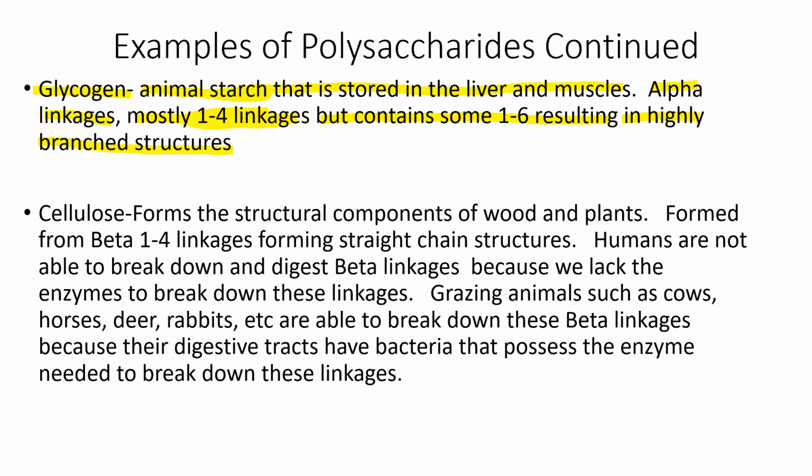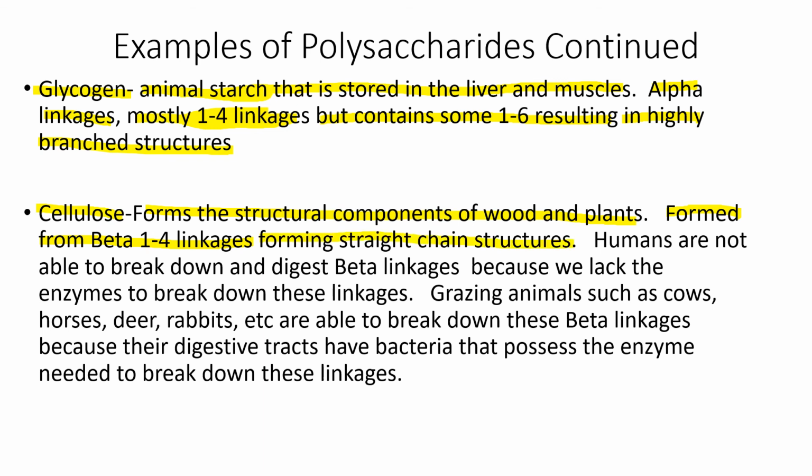There's one last type of polysaccharide we want to talk about, and that one's cellulose. You're familiar with cellulose because cellulose ends up forming the structural component of woods and plants. Think about bark, think about stems, think about those structural components. Cellulose is very different from the other polysaccharides we just talked about because cellulose is formed from beta linkages. So far, everything else has been alpha linkages. And they do form straight chain structures.